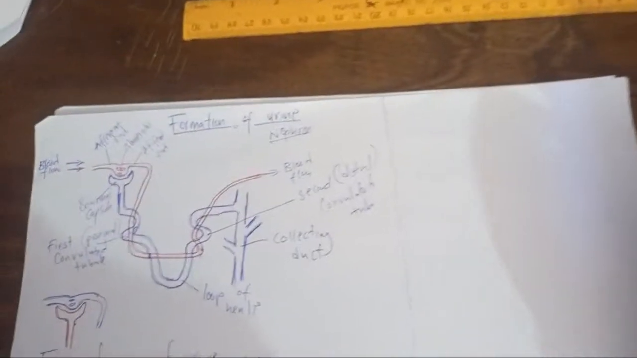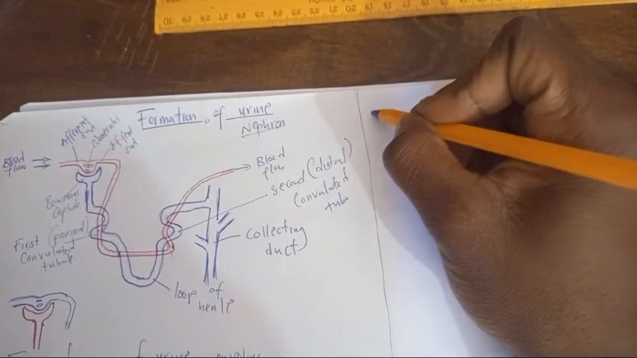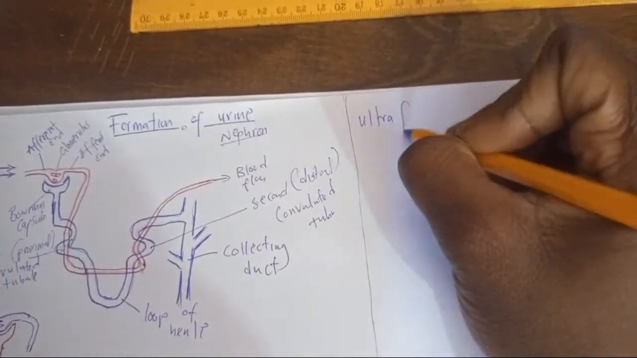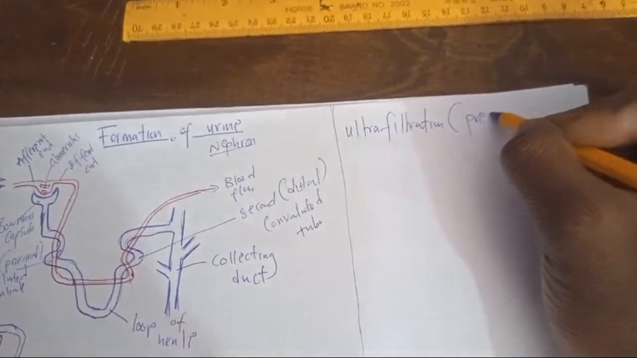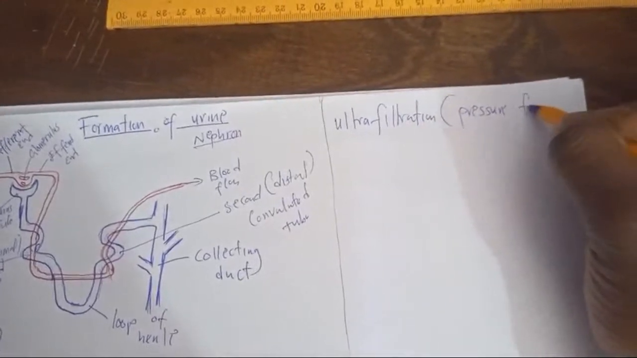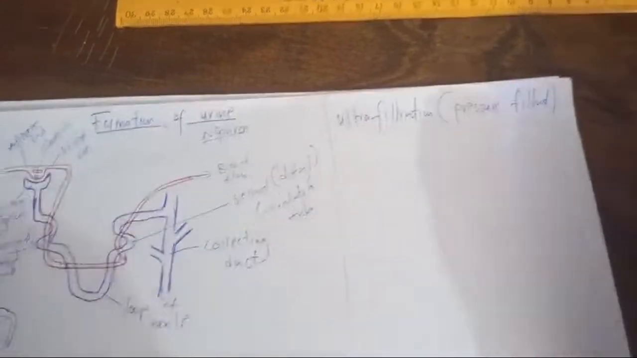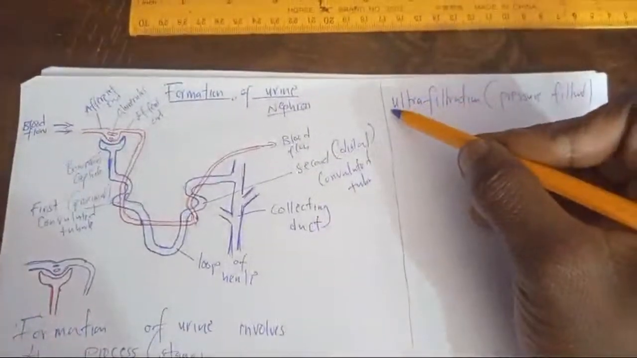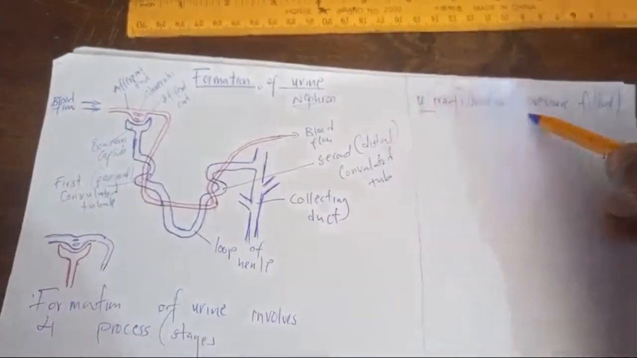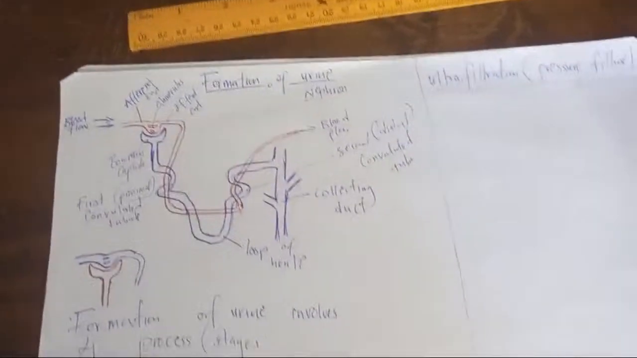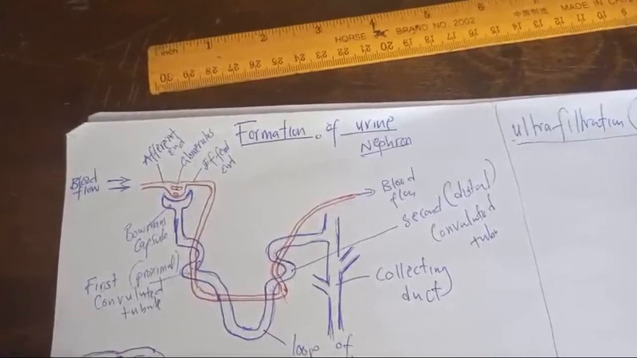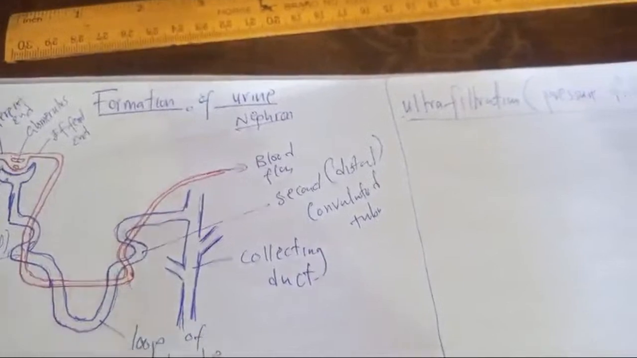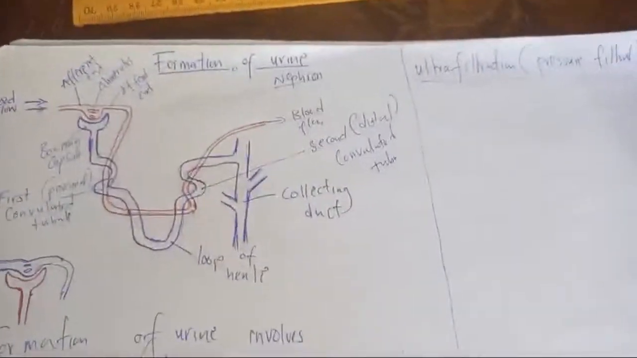So the first process is called ultrafiltration, which is also called pressure filtration. So what happens during ultrafiltration? One thing that you need to know is this: the blood that enters here comes under high pressure.